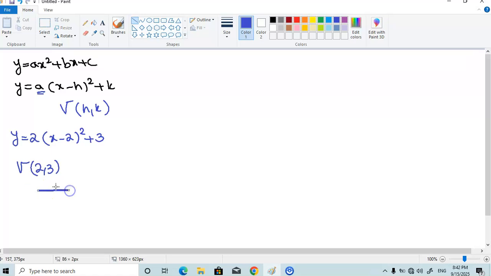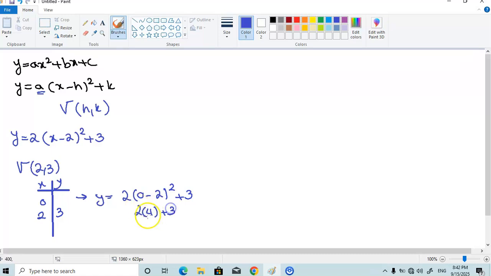Then you're going to have a chart. You're going to put the vertex in the middle, and you're going to substitute something less, anything more. So for the less, I'm going to substitute 0. If I substitute 0 into the equation, it's going to be y is equal to 2 times (0 minus 2) to the power of 2 plus 3. Order of the operation, first you have to start with the parentheses. It's going to be -2 to the power of 2, 4. 2 times 4 plus 3. So it's going to be 8 plus 3. It's going to be 11.